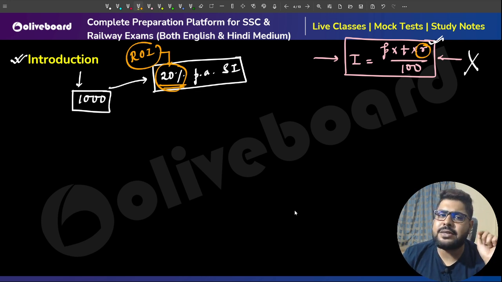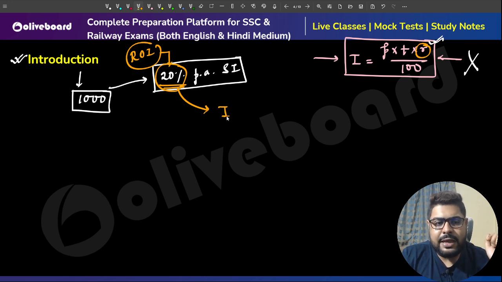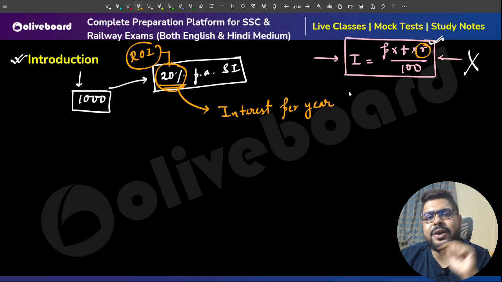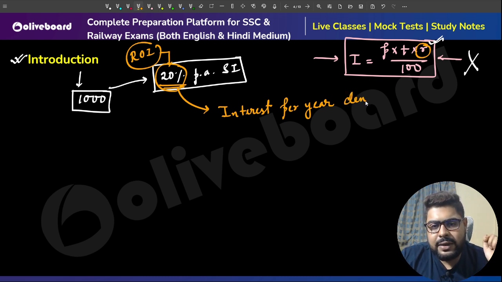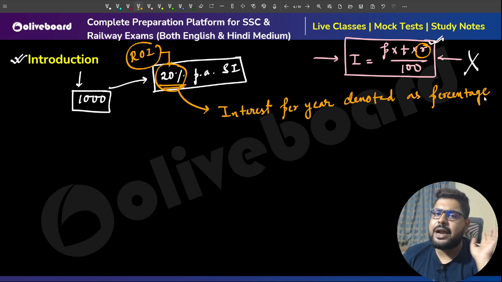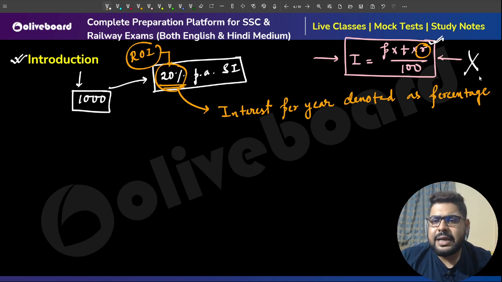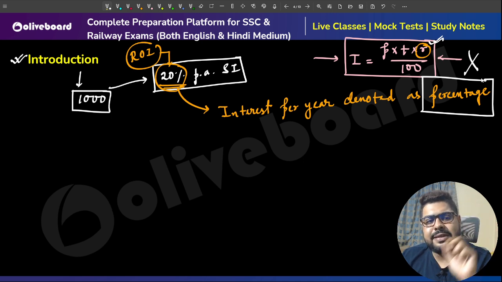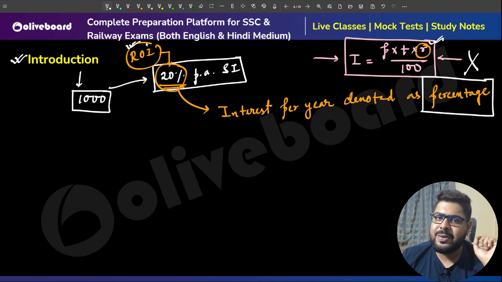So what is rate of interest? Please understand. Rate of interest is nothing but the interest per year, denoted as a percentage. You understand my point? Interest for 1 year written in terms of percentage is my rate of interest. Now you may say, sir, this is 20%.